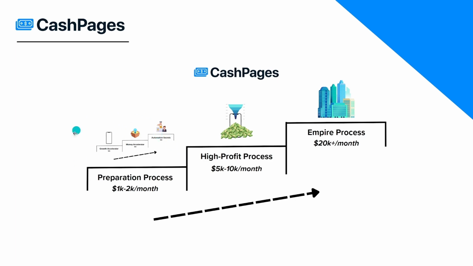Preparation process, absolutely. You gotta have everything. You gotta have the growth accelerator, money accelerator, automation secrets in order to hit all of this. Obviously, this doesn't only have to be in the high profit process.